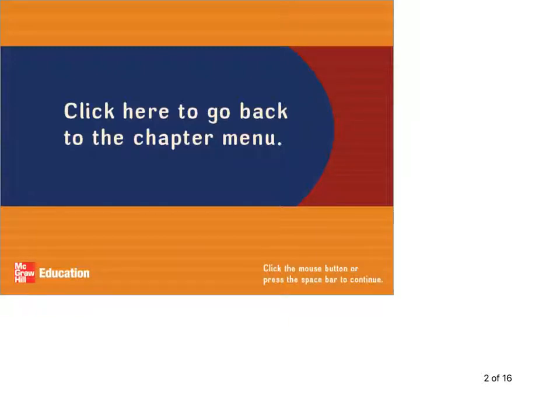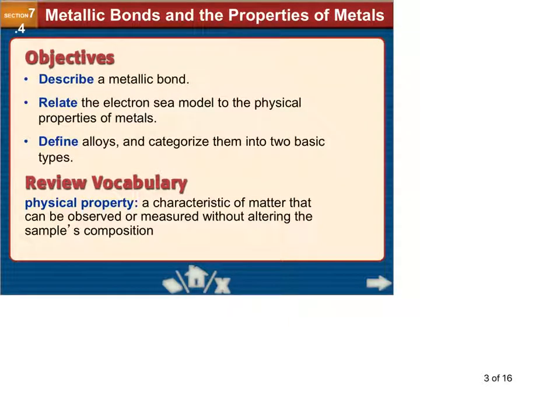Today we get to look at section 7.4, metallic bonds and the properties of metals. In this section, our objectives are: you get to describe a metallic bond, and relate the electron sea model to physical properties of metals. This electron sea model is a very key idea for why metals have the properties they do, and we get to look a little at alloys, defining them and categorizing them.